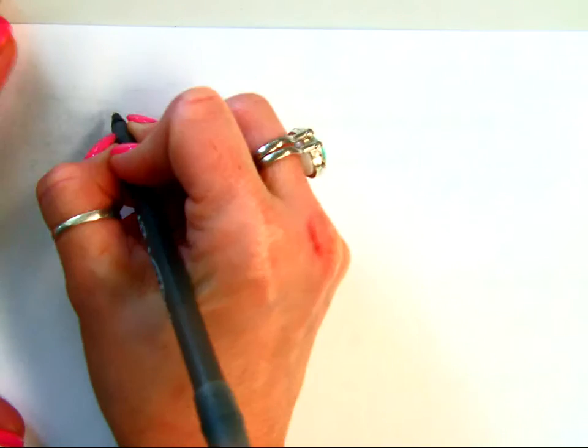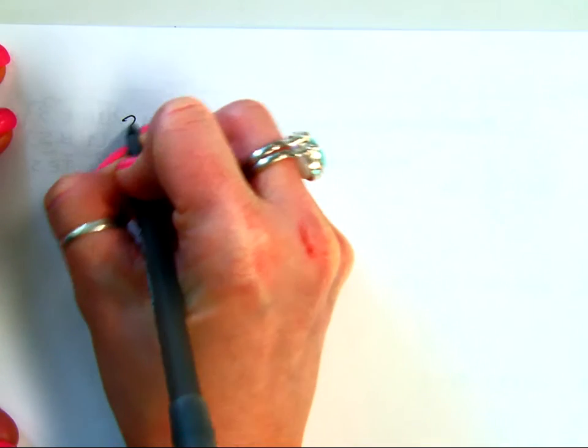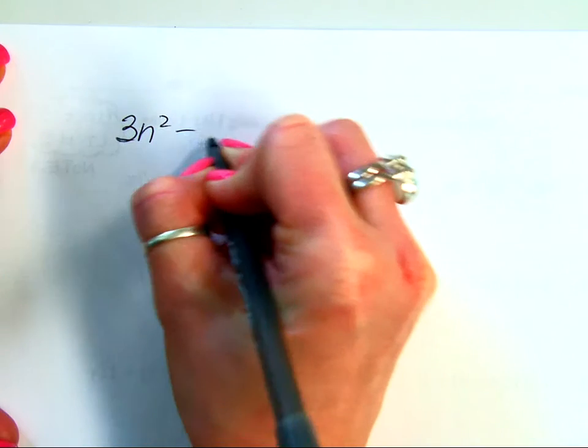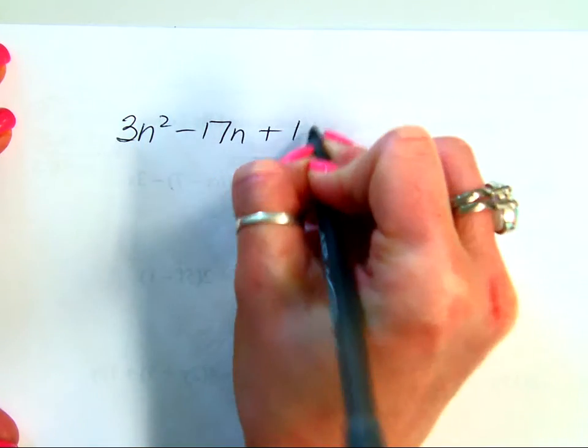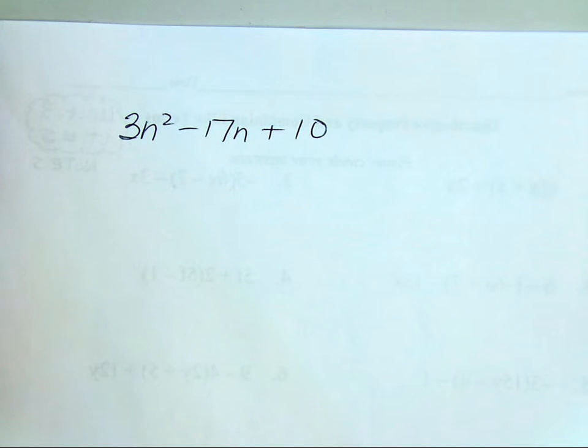Trial and error is not bad sometimes, okay? So if I had, let's say, let's just do this one: 3n squared minus 17n plus 10, okay? So we just did this one with Xbox, right? You could do it in your notes. So don't do this on your Xbox one. This is trial and error. So go back to your notes.